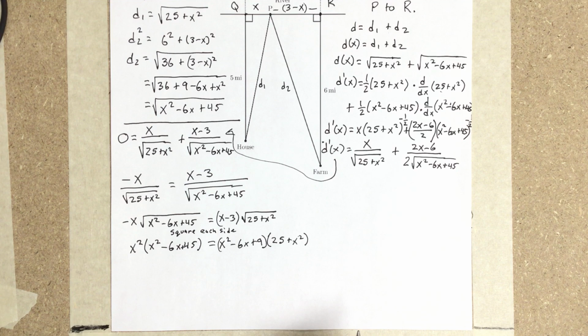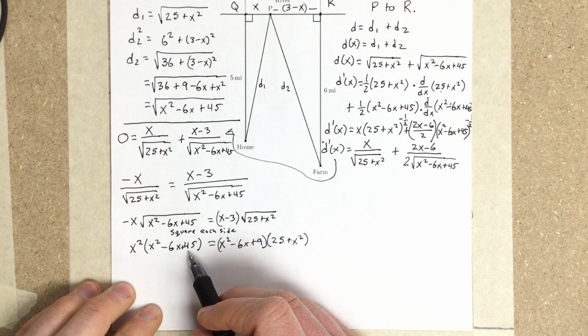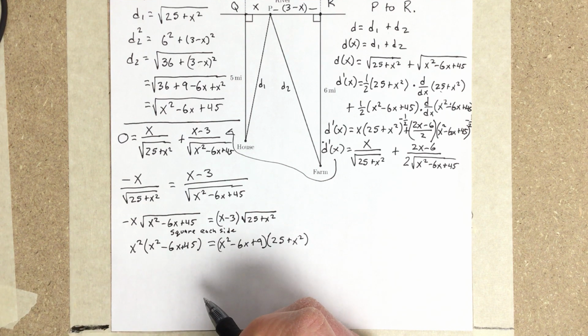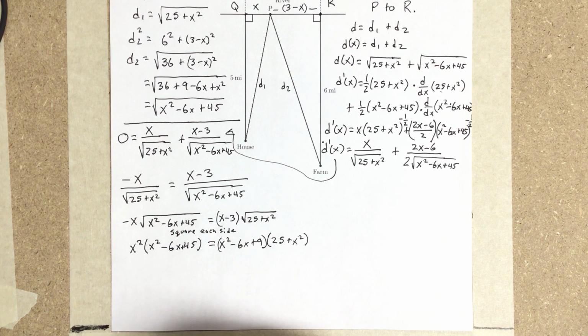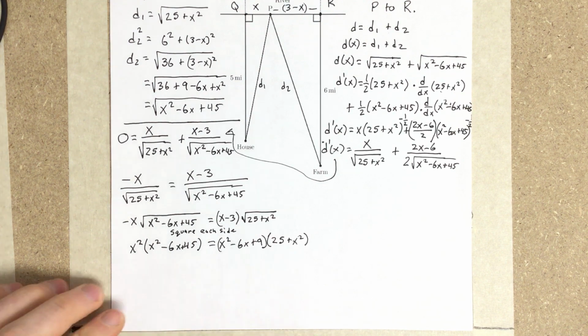Let's see what we can do with this. Can we factor anything? 45 factors to 9 and 5, also 15 and 3. So that's not going to get us where we want to go. Let's distribute this and see what happens.